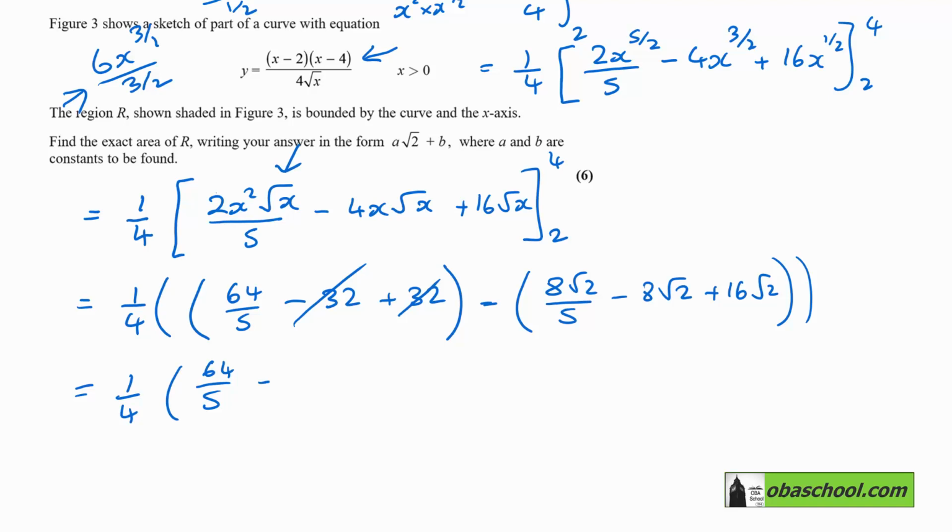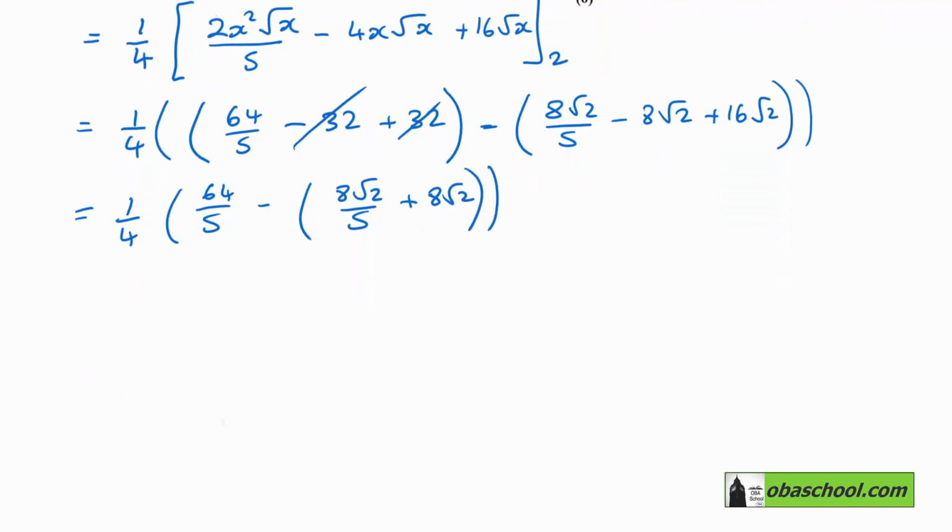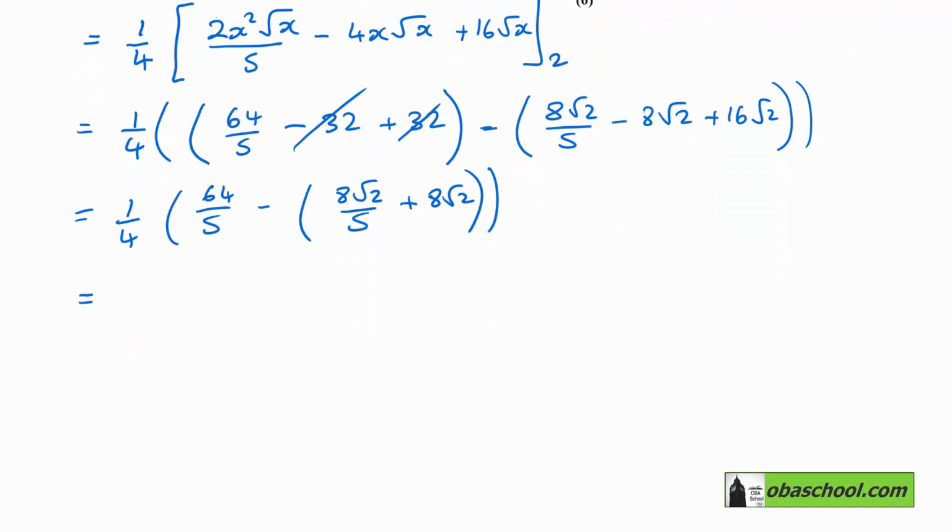Take away 8 root 2 on 5 plus 8 root 2. And so that is going to be 16 on 5, take away 2 root 2 on 5. I'm just multiplying the quarter in this time. Plus 2 root 2.